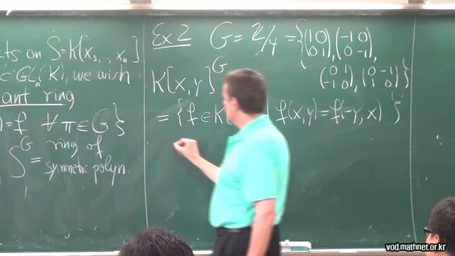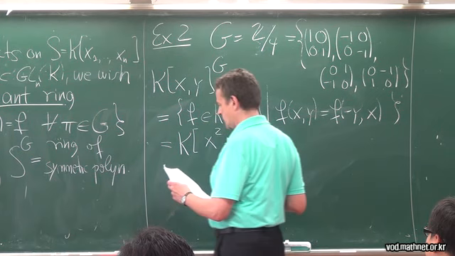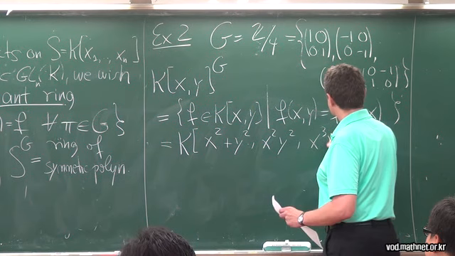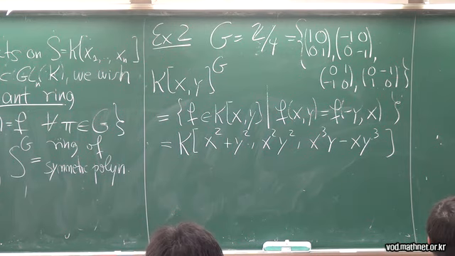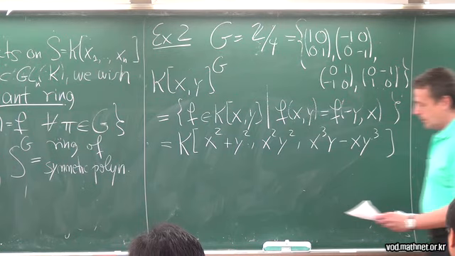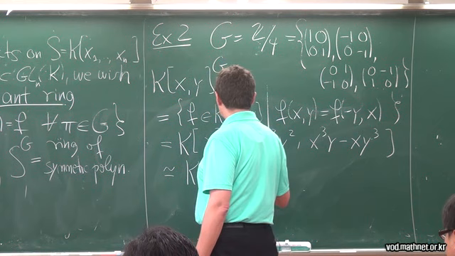And I claim that this is minimally generated by three polynomials, x squared plus y squared, x squared times y squared, and x cubed y minus x y cubed. So check that these three polynomials are invariant under this substitution, and I claim that every other polynomial in the world that's invariant can be expressed non-uniquely as a polynomial in these three invariants. To quantify the non-uniqueness, we assign new names, A, B, and C, to these three generators. So I call this A, B, C.